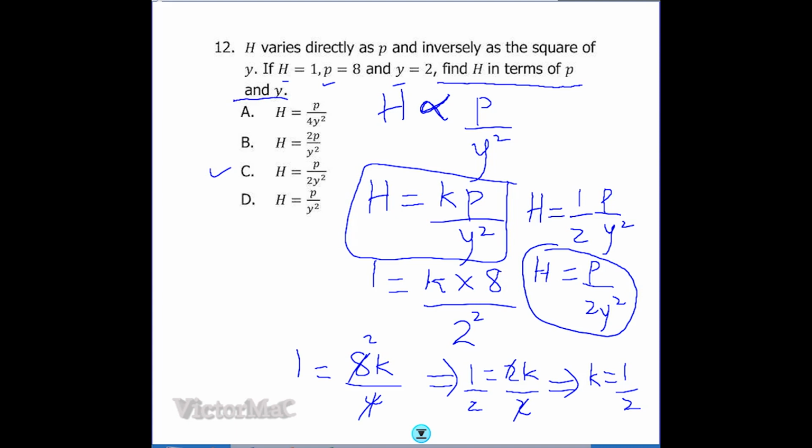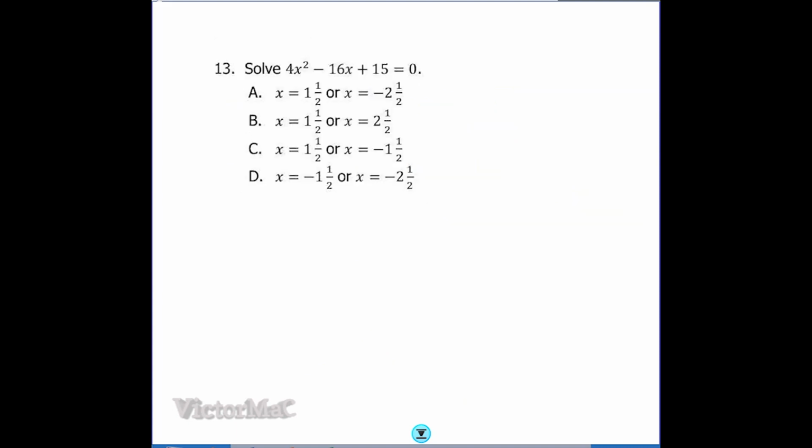Alright, the next one, number 13. Number 13 is about solving quadratic equations. We can use the quadratic formula, but I would like us to go with the factorization method. Now, the first thing is to establish your product, and that's by looking at it already. It has been arranged in descending powers of x: 4x squared minus 16x raised to power 1, and then 15x raised to power 0. The x raised to power 0 is hidden because x raised to power 0 is 1, so that leaves us with the constant 15 there.